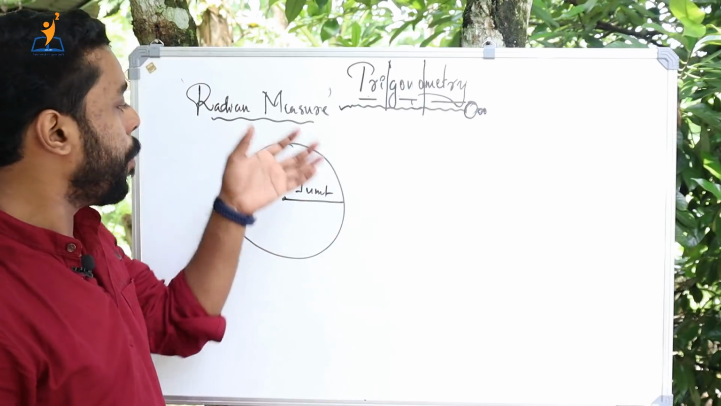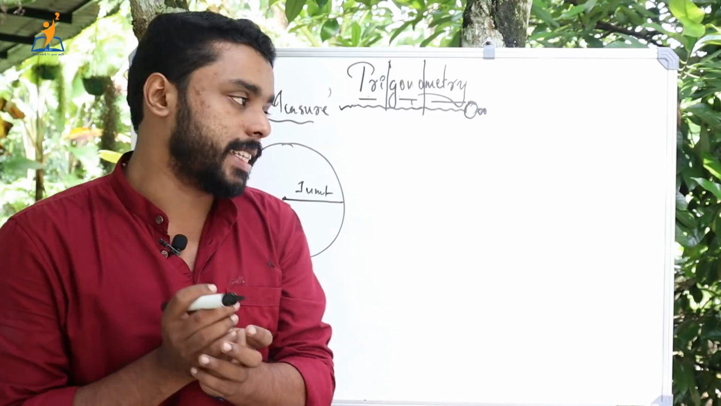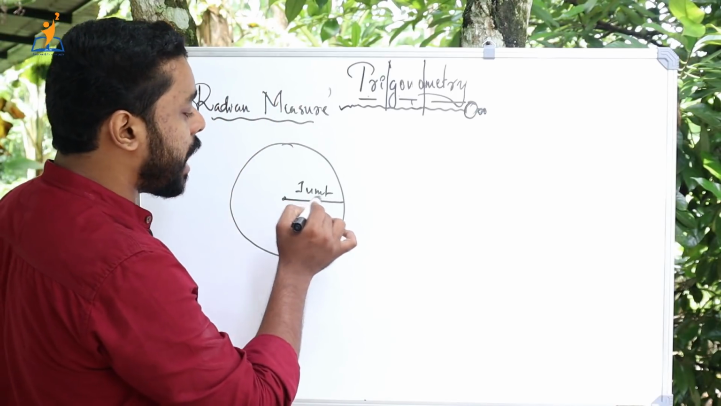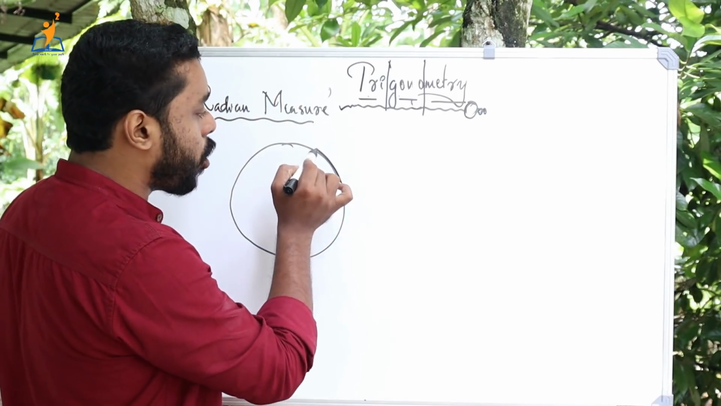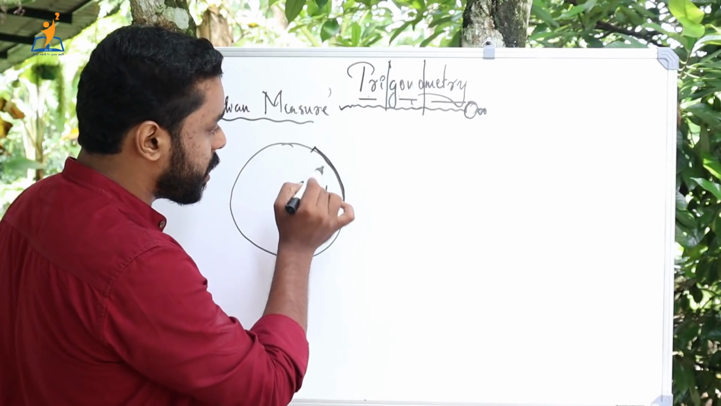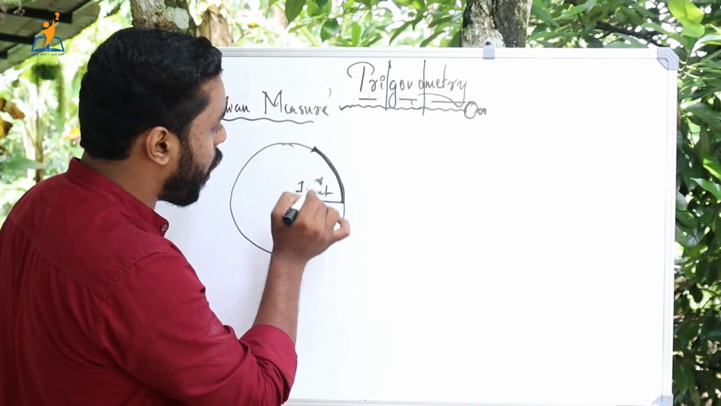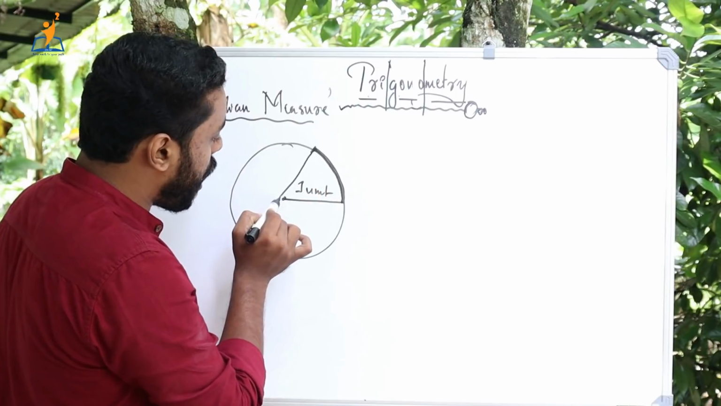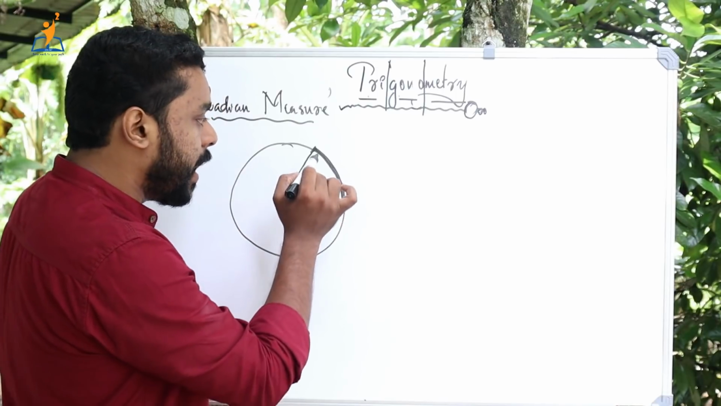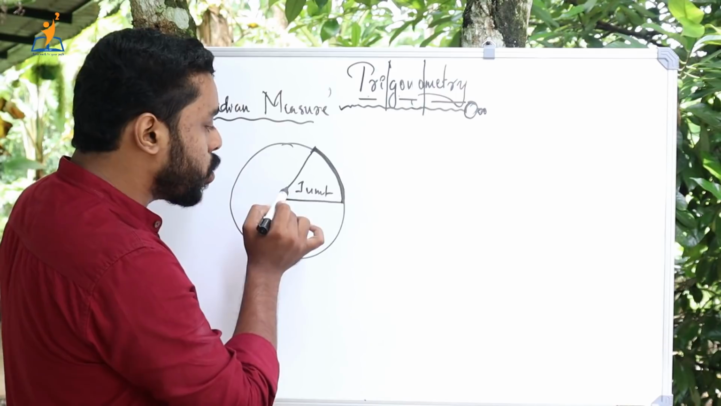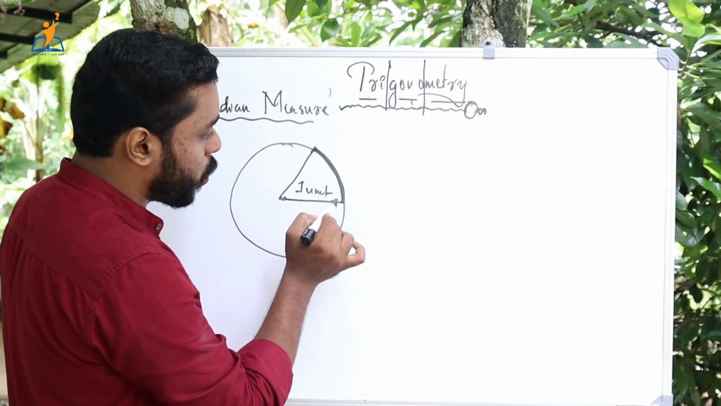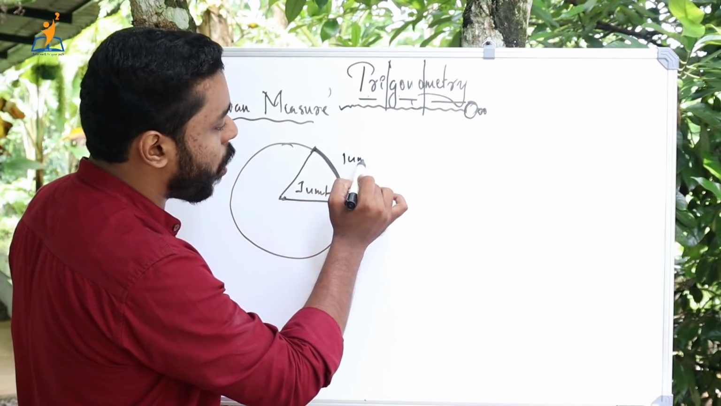So suppose that I am provided with a unit circle like this, and suppose that this is an arc of length 1 unit. You know what is an arc? So this is the arc of length 1 unit. Then this is the radius, this is also a radius, and this is an arc of length 1 unit.